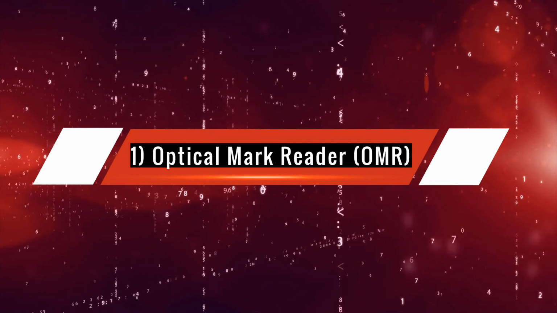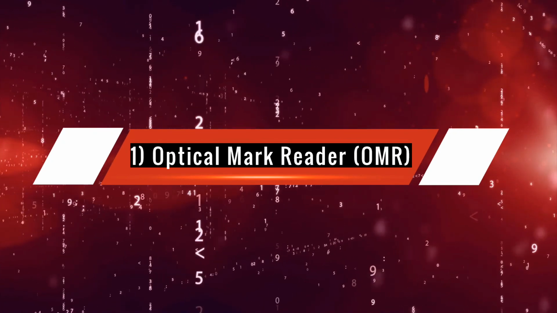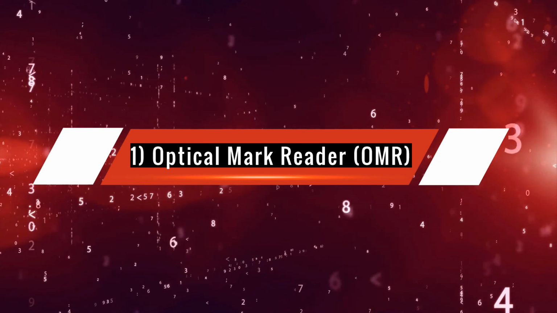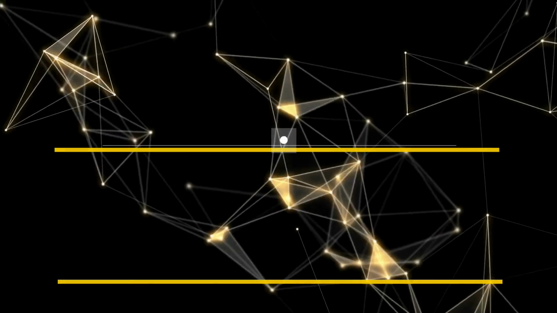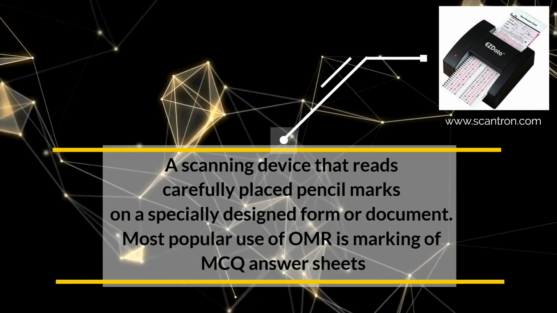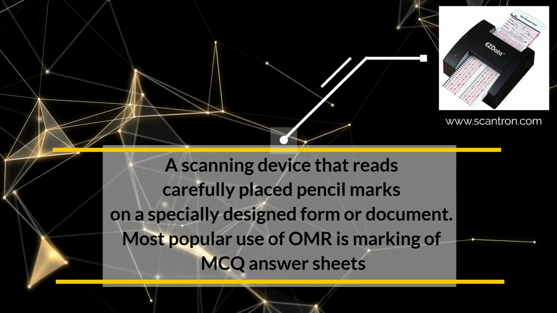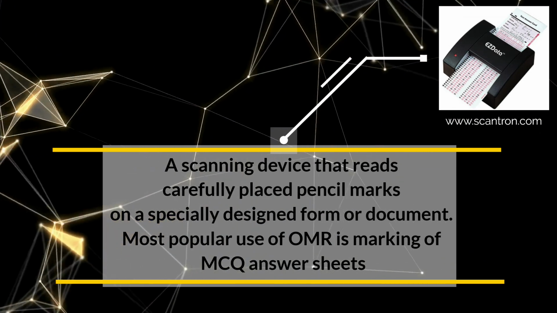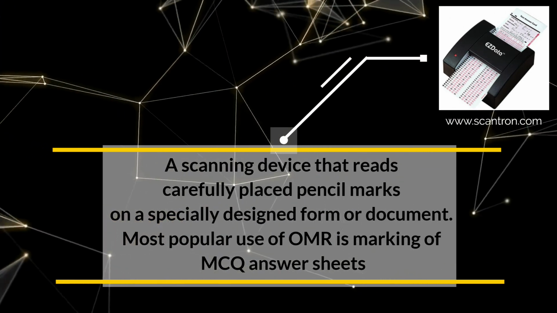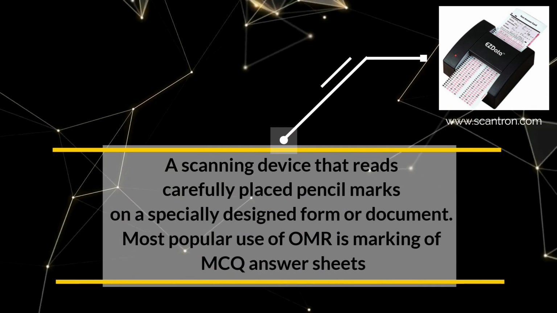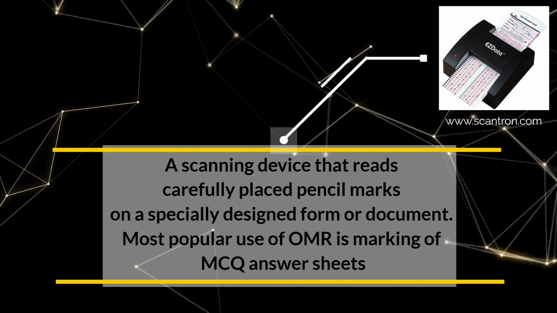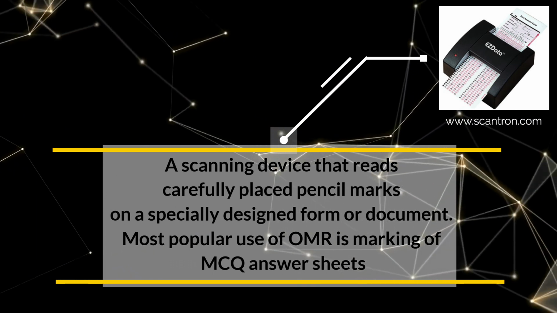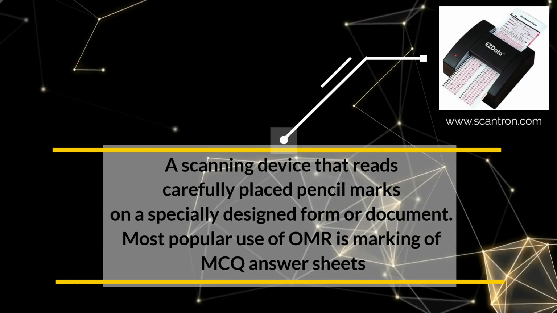Method number 1, optical mark reader or OMR. As you can see in the picture, OMR is a scanning device that reads carefully placed pencil marks on a specially designed form or document. The most popular use of OMR is marking of MCQ answer sheets.